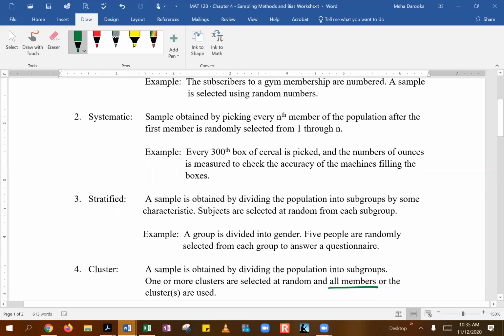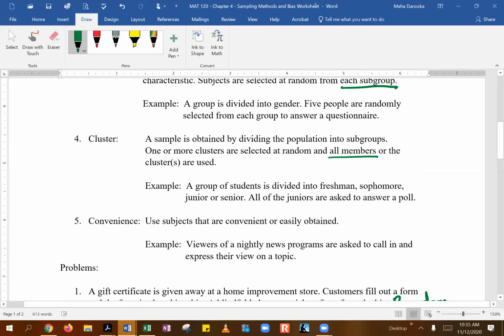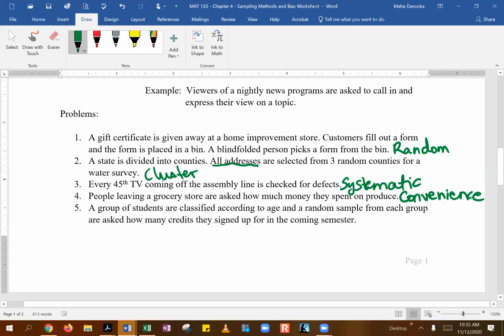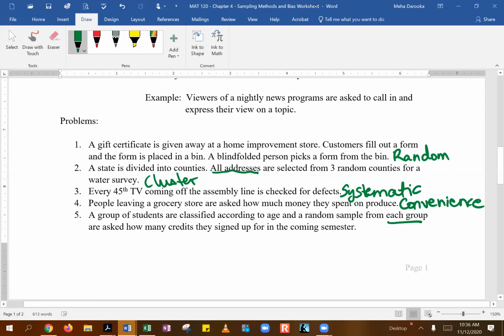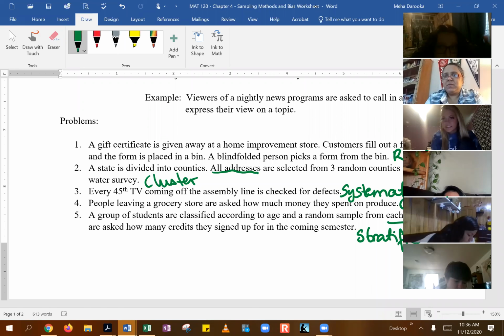This one is saying a sample is obtained by dividing the population into subgroups. So we're breaking them down by age. And then subjects are selected at random from each subgroup, and that's the important part. And they are telling us that a random sample from each group are asked how many credits they are taking. So very nice, this guy is going to be stratified. Did any of you have a question on this one?